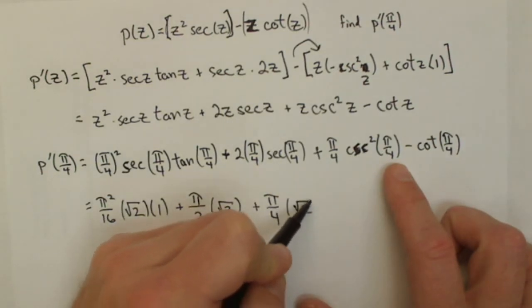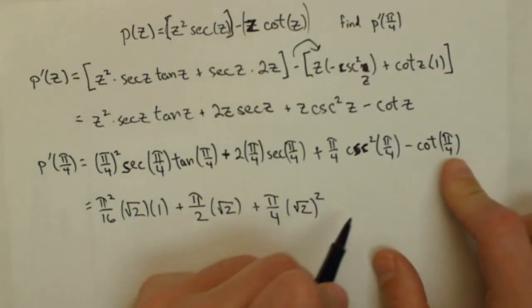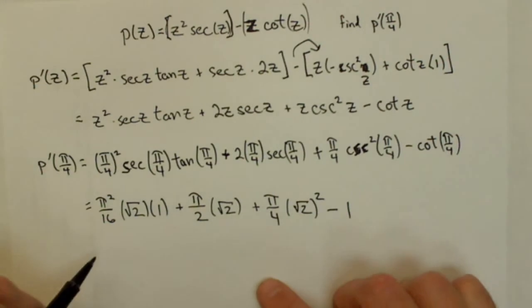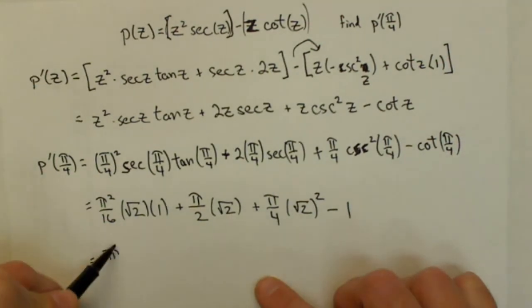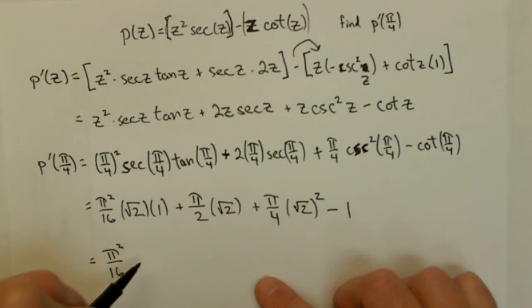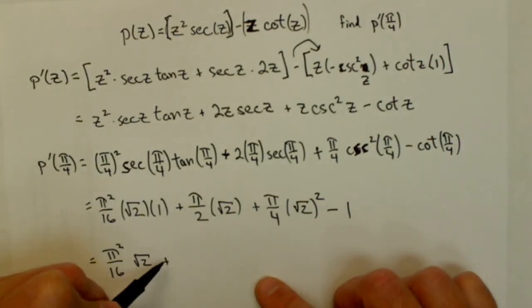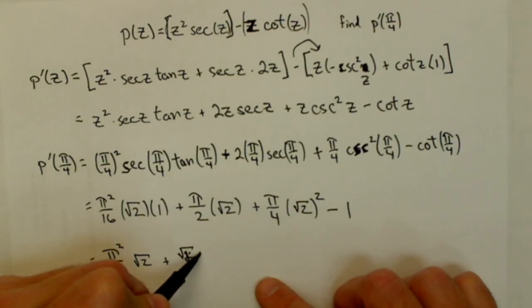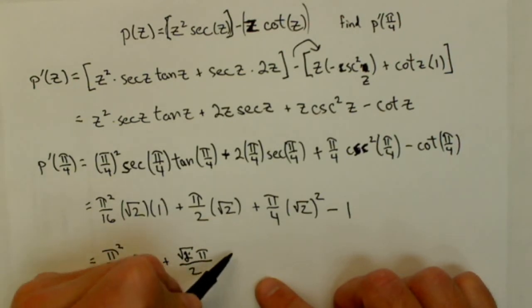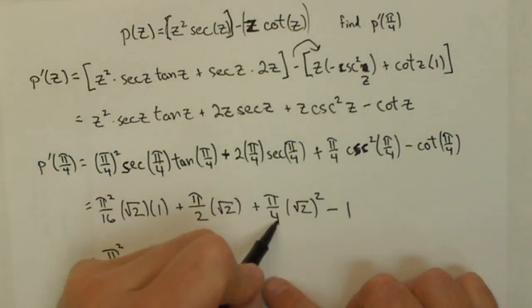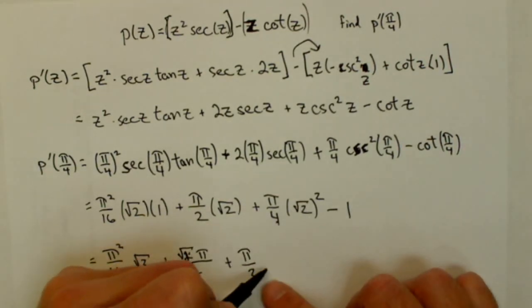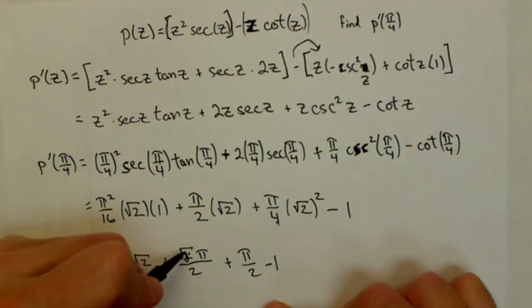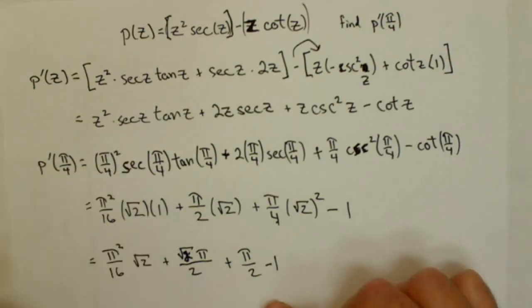Cosecant of pi over 4 is, excuse me, square root of 2, squared is 2. So let's write that in 2 steps so you can see it. Square root of 2 squared. Minus cotangent of pi over 4, that's the one that's 1. There's going to be a little bit of simplifying we can do here. So pi squared over 16 times rad 2 plus rad 2 times pi over 2 plus, this is going to be 2, so that's going to reduce down to pi over 2 minus 1. And there's our instantaneous rate of change at pi over 4 for our given function.